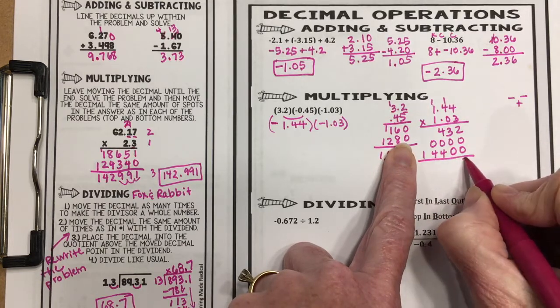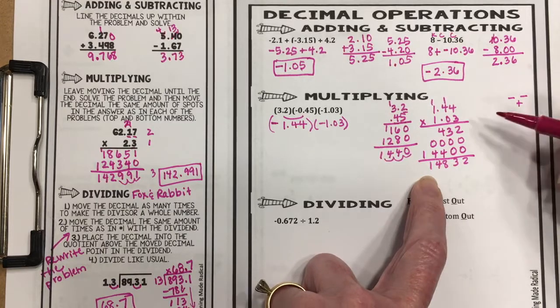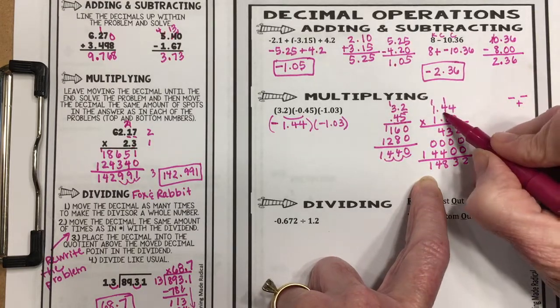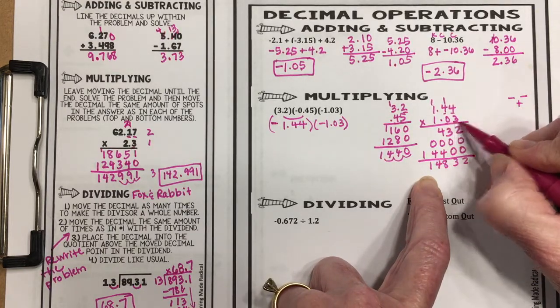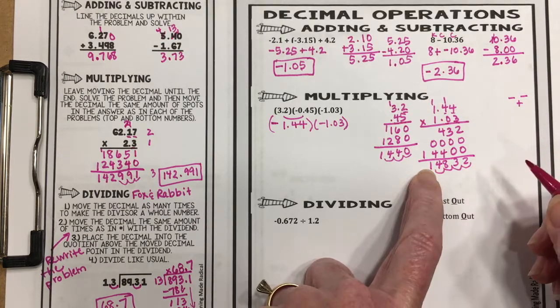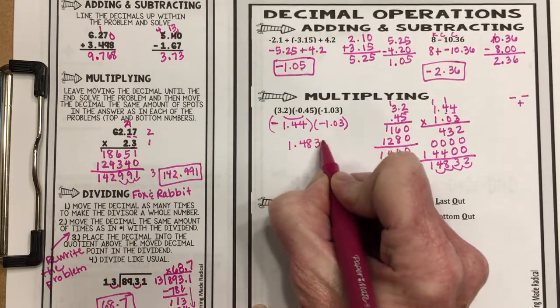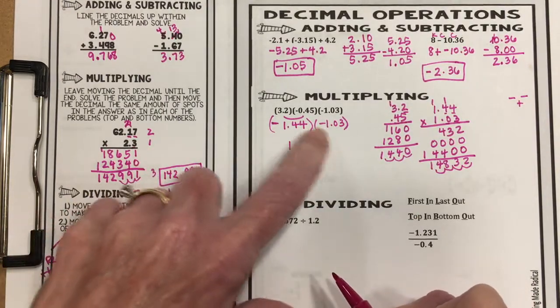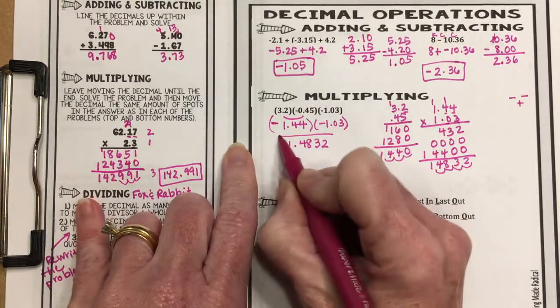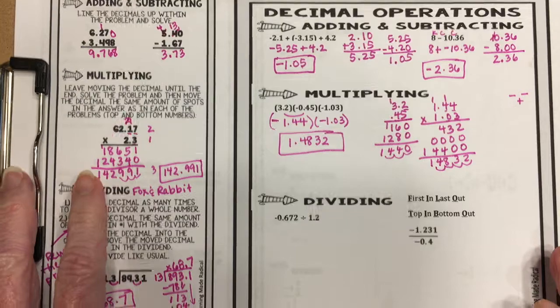Okay, add these up. I get 2, 3, 8, 4, and 1, and then I'm going to figure out where my decimal goes. There are 1, 2 decimal places here, 1, 2 here. That's a total of 4. 1, 2, 3, 4. Puts the decimal between the 1 and the 4, so this is 1.4832. And since a negative times a negative is positive, this is a positive 1.4832. Okay? All right, division.